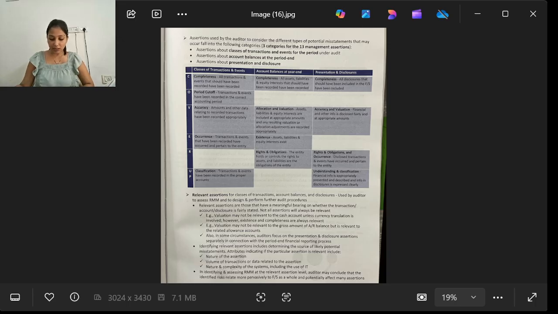Identifying relevant assertions includes determining the source of the likely potential misstatement. Attributes include the nature of the assertions, the volume of transactions or data related to the assertions, and the nature and complexity of the system, including the use of IT. Also, in identifying and assessing the RMM at the relevant assertion level, the auditor may conclude that the identified risk relates more pervasively to the financial statements as a whole and potentially affects many assertions. So this was all about management assertions and how the auditor uses them in auditing.